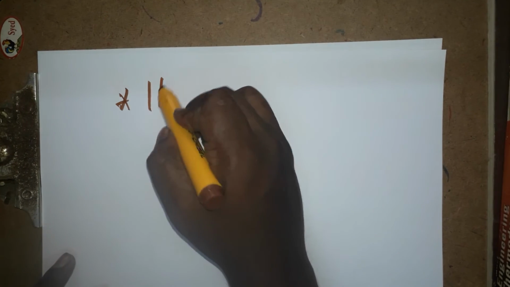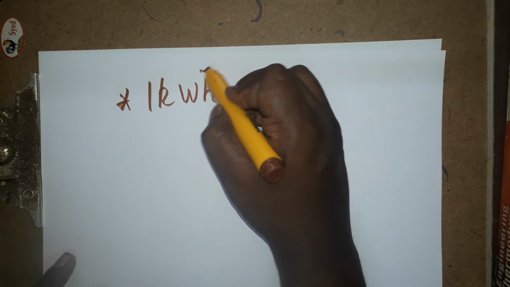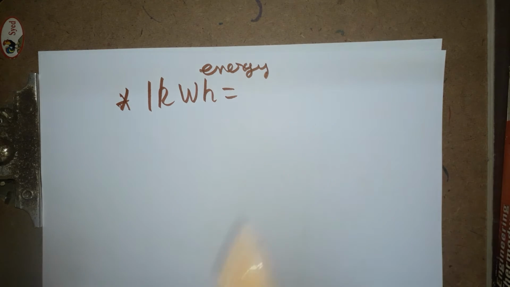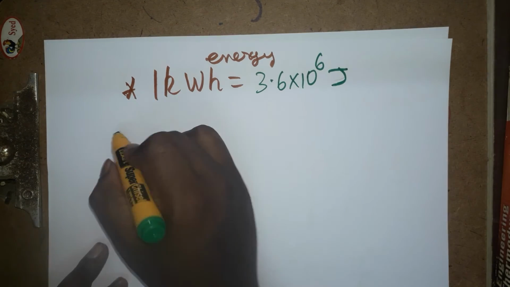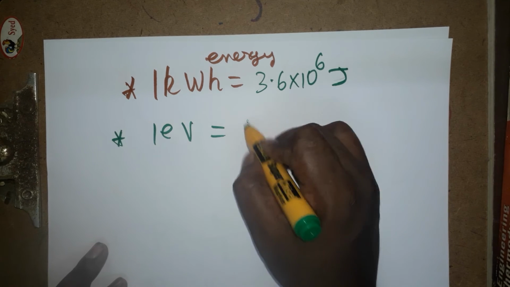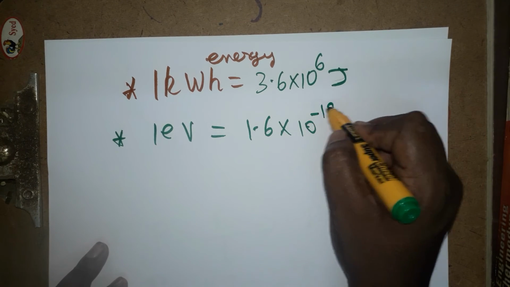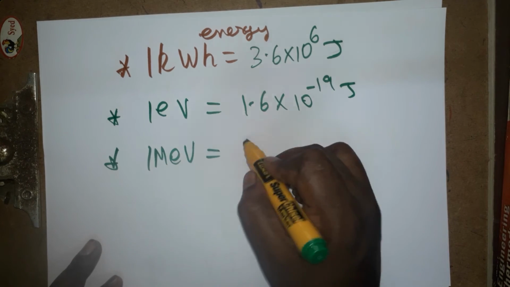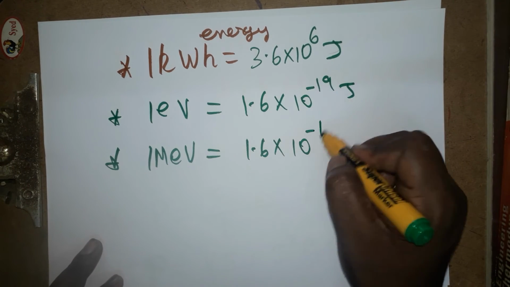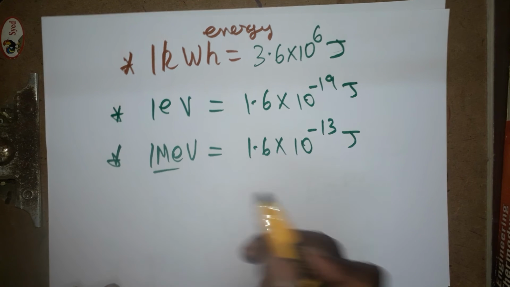Okay, now 1 kWh, 1 kilowatt hour. It is a unit of energy. So how many joules, that also you need to know. 3.6 into 10 power 6 joules. Okay, 1 eV is also an energy unit, 1.6 into 10 power minus 19 joule. 1 MeV is also a unit of energy, 1.6 into 10 power minus 13 joule. Mega, or million, you can take it.